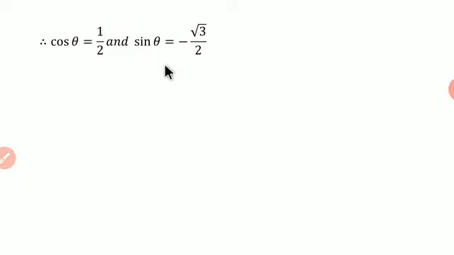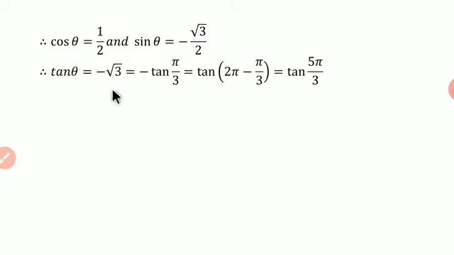Now from this we can find the value of tan theta. Tan theta is equal to sin theta upon cos theta, it is equal to minus root 3. It is equal to minus tan pi by 3, because we know the value of tan pi by 3 is root 3. Again we know the tangent function is negative in the second and fourth quadrants. So here we write it as tan of 2 pi minus pi by 3, it is equal to tan of 5 pi by 3.